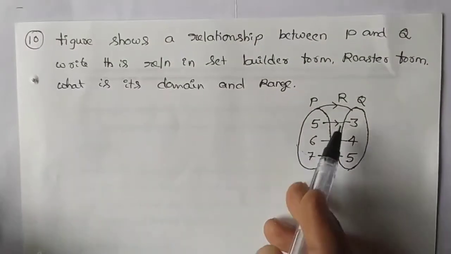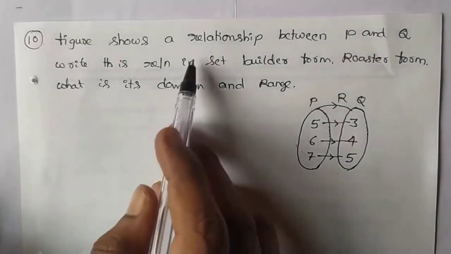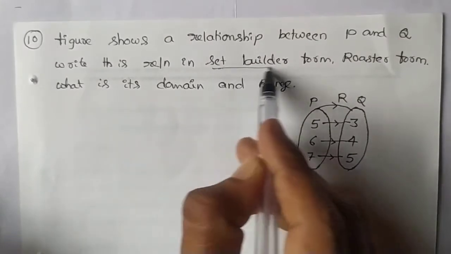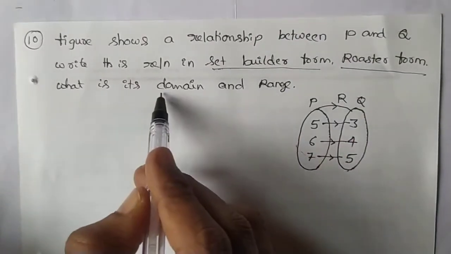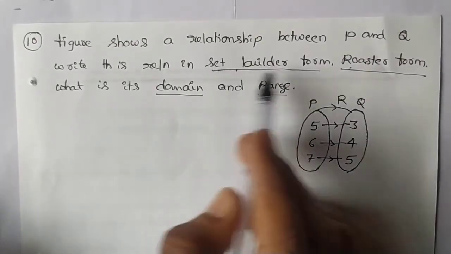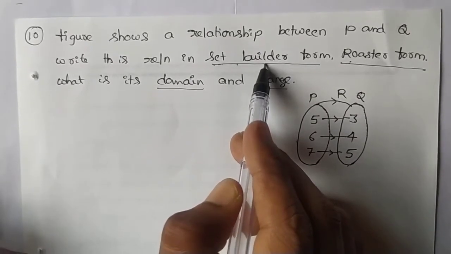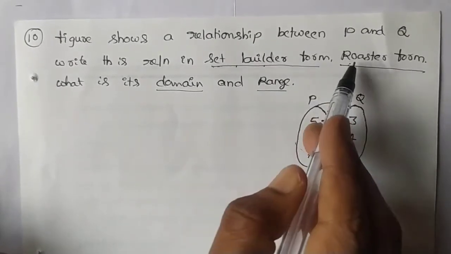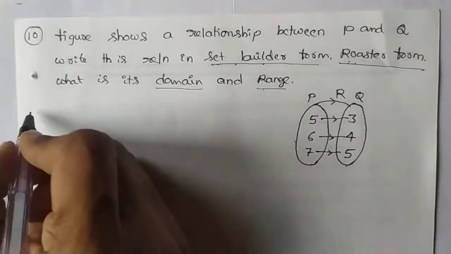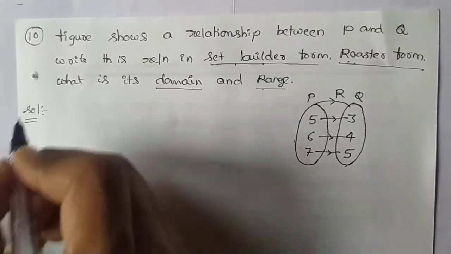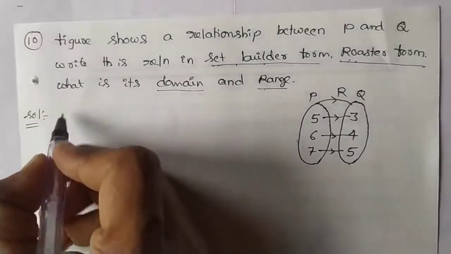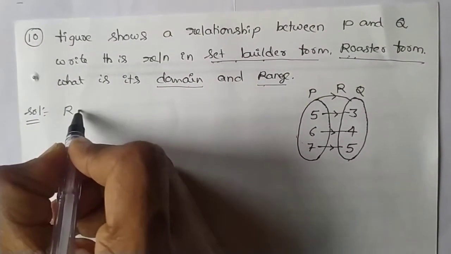Okay, from this figure we have to write the relation in set builder form and roster form, and also the domain and range. In this question we have 4 questions. We have to find the relation in set builder form, roster form, and what is its domain and range. Okay, solution. Now let us write this relation in roster form.